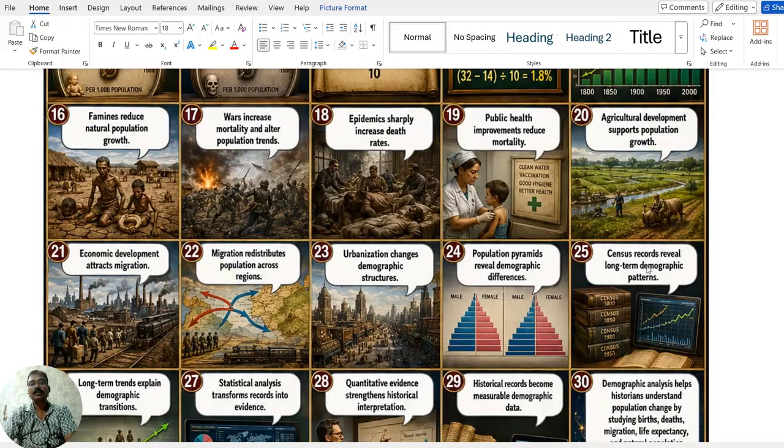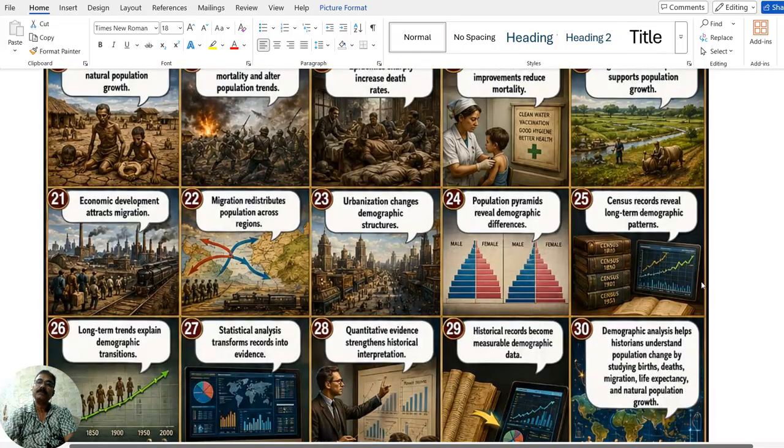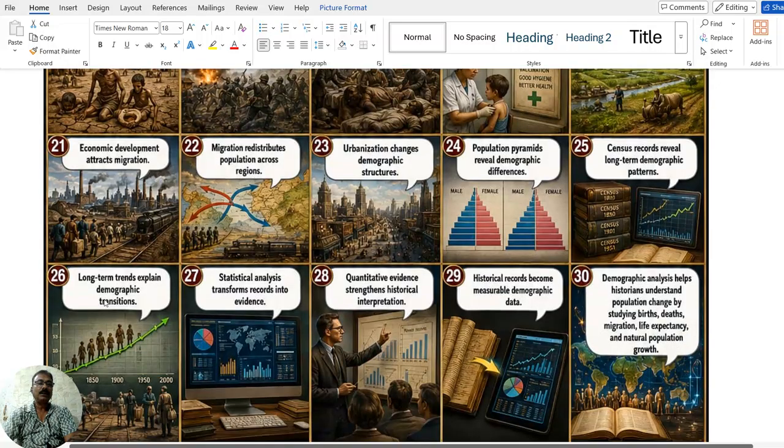Similarly, census records reveal long-term demographic patterns. So from the census data, it can be explained. The long-term demographic pattern can be explained with the help of this line or time plot. Long-term trend explains demographic transition. Statistical analysis transforms records into evidence. Quantitative evidence strengthens historical interpretation. Historical records become measurable demographic data.